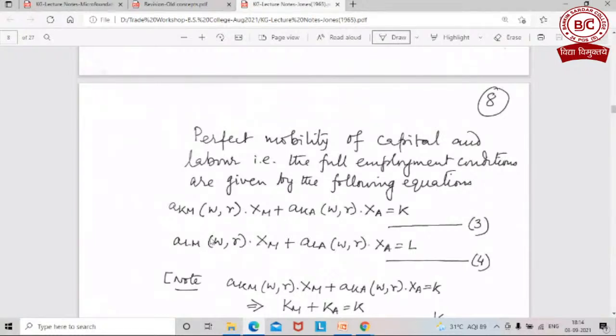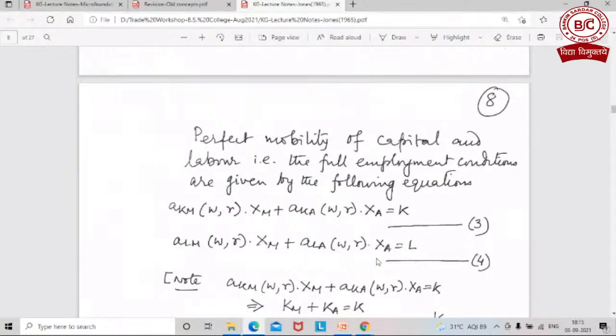Just mechanically you can think that even if K changes, W and R remain unchanged. So if XM increases, L being given, XA is bound to fall. This is the logic. So when capital endowment increases, the capital intensive sector expands and the labor intensive sector contracts. This is the Rybczynski theorem. Is it okay? Similarly, when labor endowment increases, the labor intensive sector, which is agriculture, expands and the capital intensive sector, which is manufacturing, contracts. This is the Rybczynski theorem.